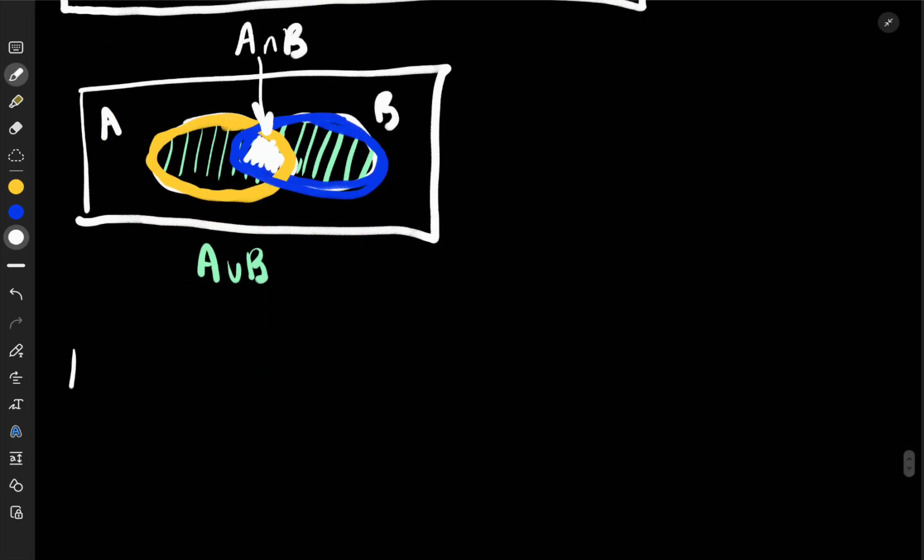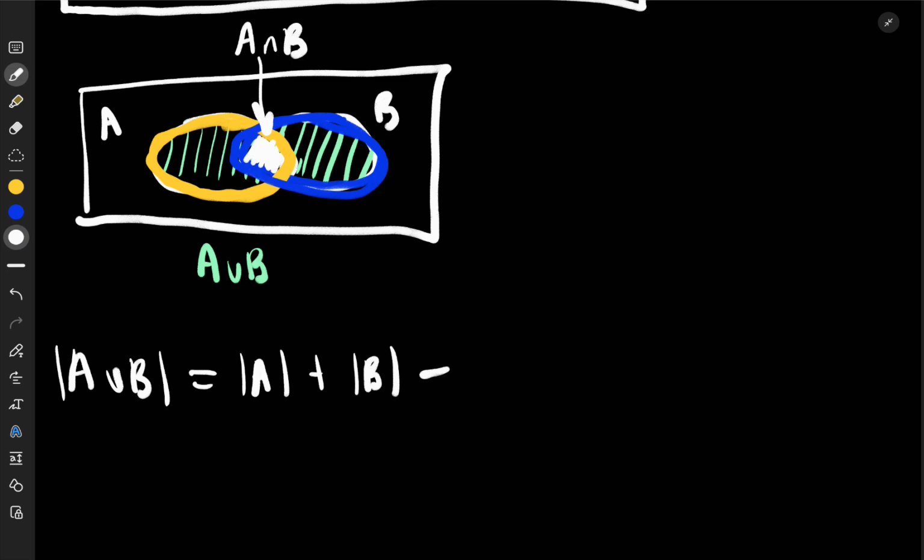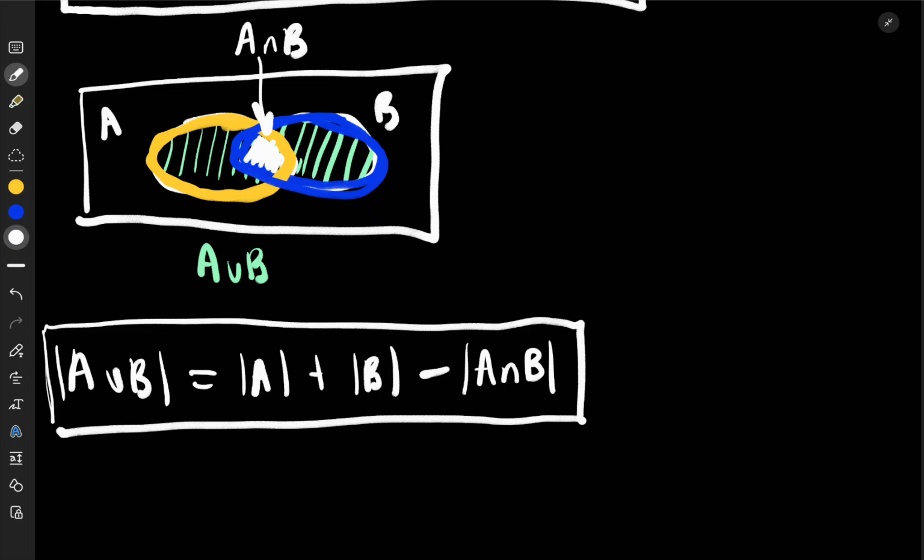So A union B, we know it will be the whole of A plus the whole of B. But we must remove the part which is both in A and B, because we would have counted it in A and counted it in B as well. So we should remove it once. So we'll remove the part which is in both. And now this is going to be the cardinality of your union. And you are done. All right? It's a nice formula, isn't it?